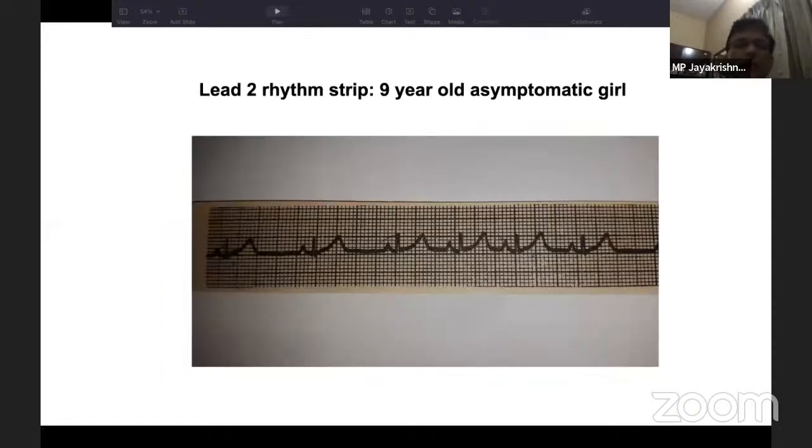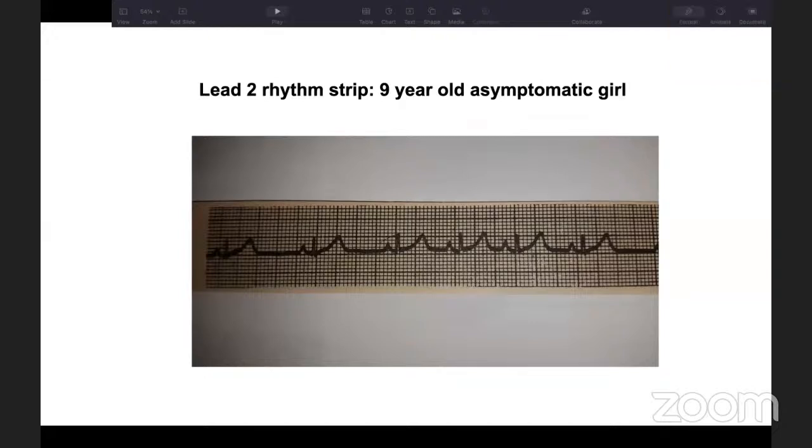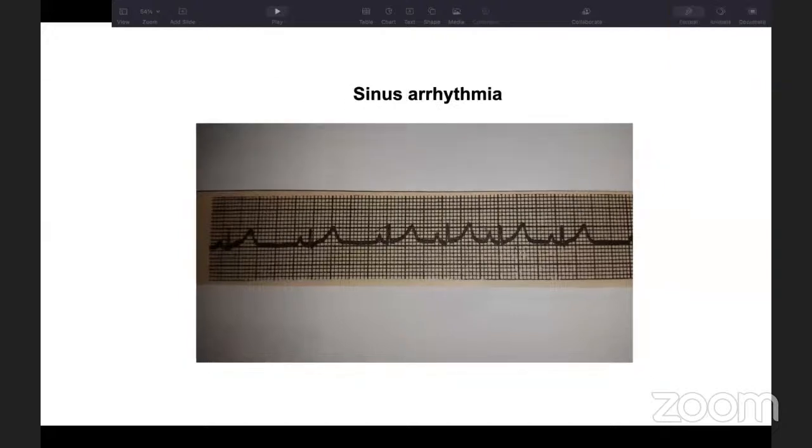This was actually a lead 2 rhythm strip taken in a 9-year-old asymptomatic girl. This child was referred with a variable heart rate noticed by the pediatrician. What is this? Ajay, has anybody answered? No, sir. Participants can put their answer in the chat box.